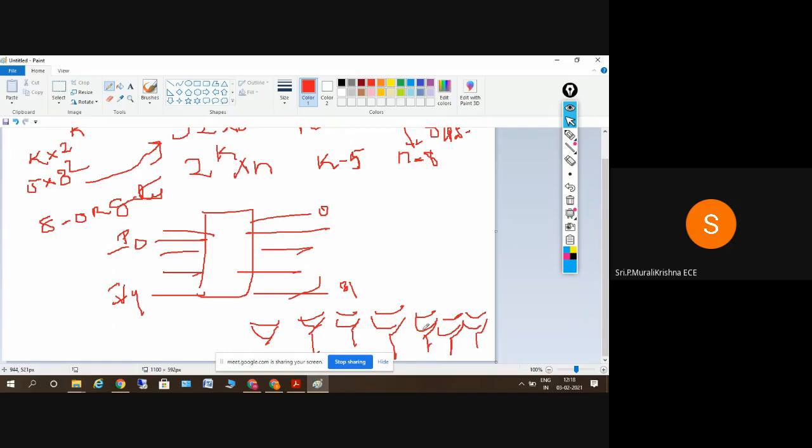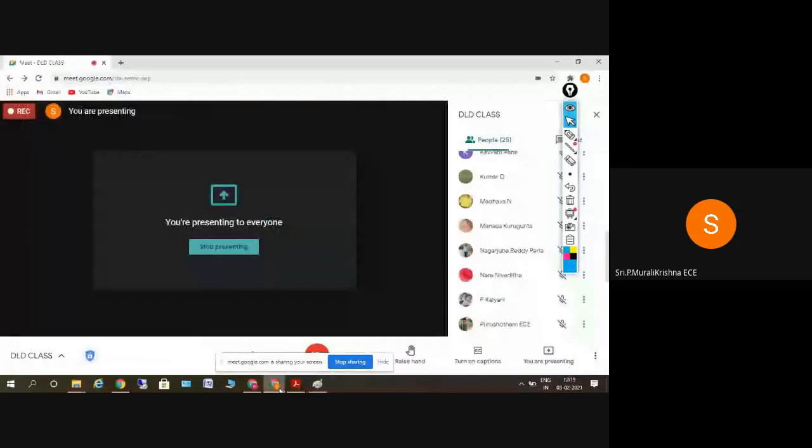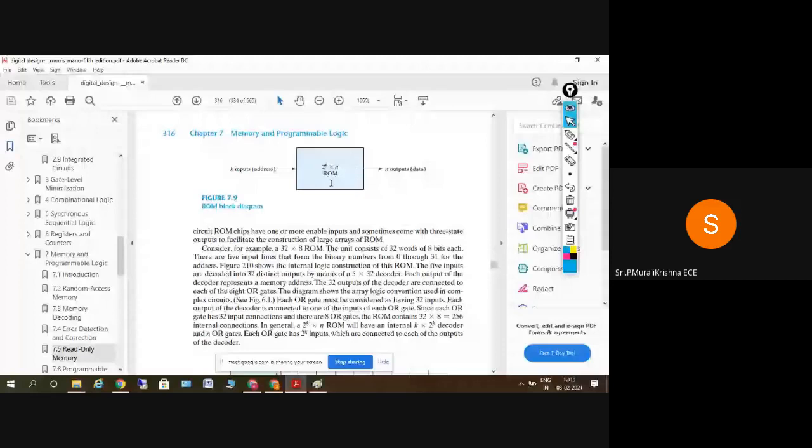This is how we write the OR gates here: 1, 2, 3, 4, 5, 6, 7, 8, each being O0 to O7. The ROM construction will be done with the help of the decoder and the OR gates. The size of the ROM is 2 power k into n. Getting my point here? So we need a k into 2 power k decoder and n OR gates to construct a ROM of size 2 power k into n.